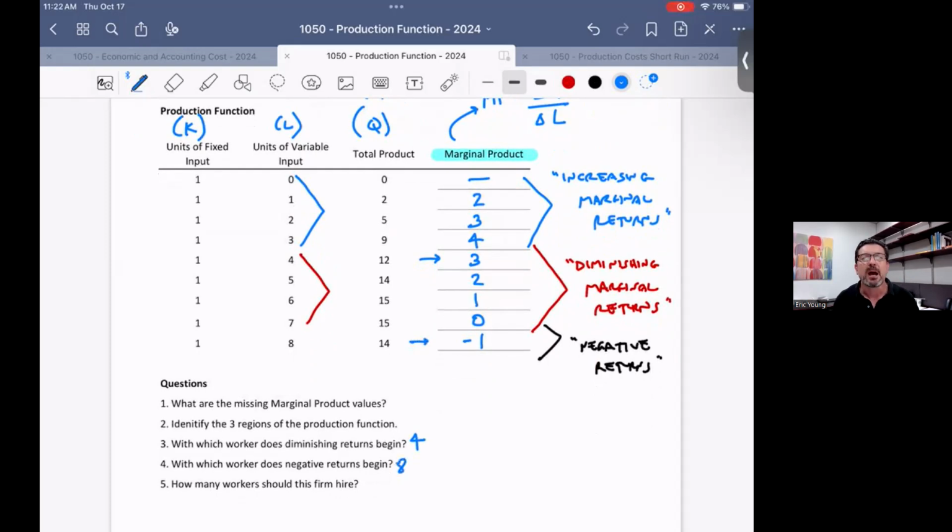Final question, how many workers should this firm hire? We don't know, because remember, our goal is not to maximize output, but to maximize total revenue. So to answer that question, we have to extend our analysis and move from production, which is the output side, to cost. And that's going to be our next video.